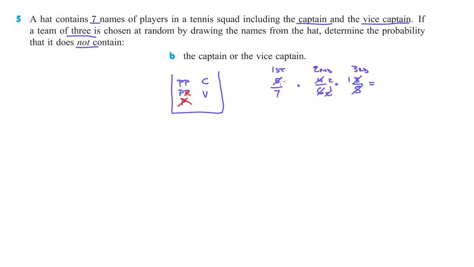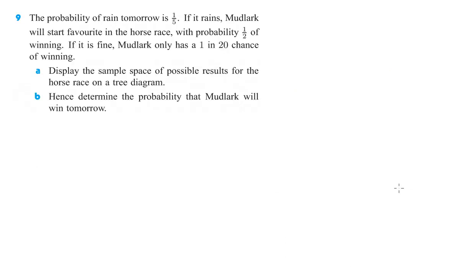So now we are left with 1 times 2 times 1, which is 2, over 7 times 1, which is 7. So 2 out of 7 chance that if you choose 3, it will not contain the captain or the vice captain. Okay? All right, moving on to number 9.